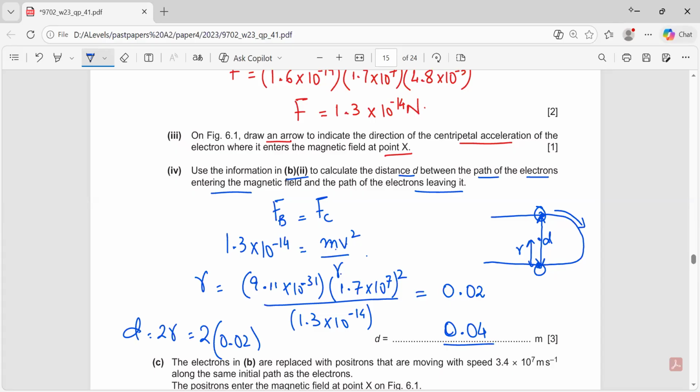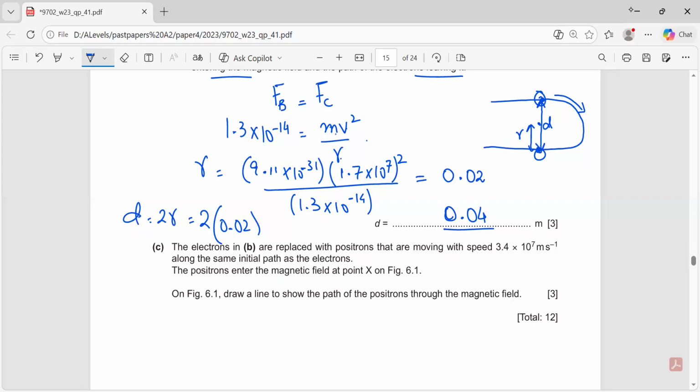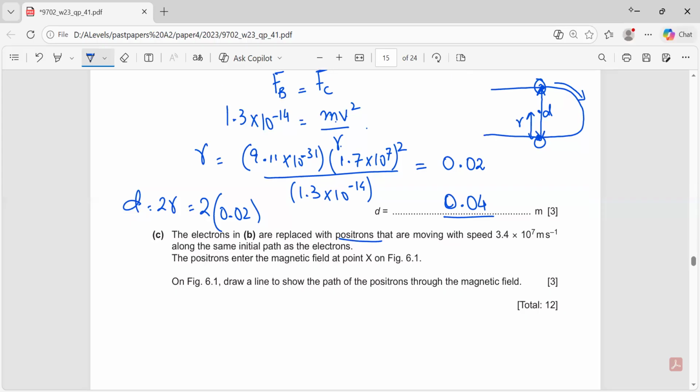Is this understandable? Okay. Next it says the electrons in B are replaced with positrons. So you know what is a positron? A positron is just having a similar magnitude of charge as an electron, पर इसके ऊपर जो चार्ज का नेचर होता है वो इलेक्ट्रॉन से ऑपोजिट होता है. बेसिकली पॉजिट्रॉन इज एन एंटी मैटर ऑफ इलेक्ट्रॉन. So it is positive e, and it is moving with what speed? 3.4 into 10 power 7.